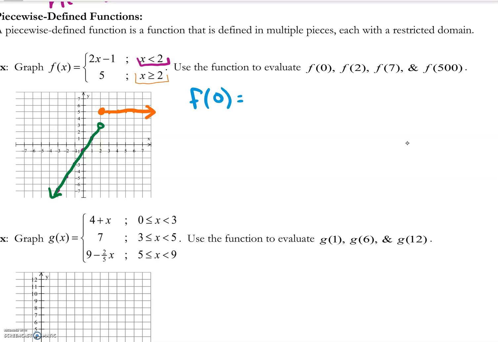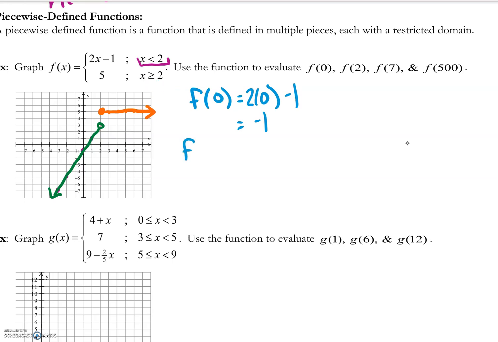So when I look at this f of 0, I have to decide what piece the 0 fits in. So if I look here, here's where x equals 0, and that corresponds with my green line, or the 2x minus 1. If I look in my equation, I also notice that 0 is less than 2. So I would plug the 0 into the 2x minus 1 equation. 2 times 0 minus 1 equals negative 1. I would not plug 0 into the second equation because 0 is not greater than or equal to 2. So I'm only using that top equation.